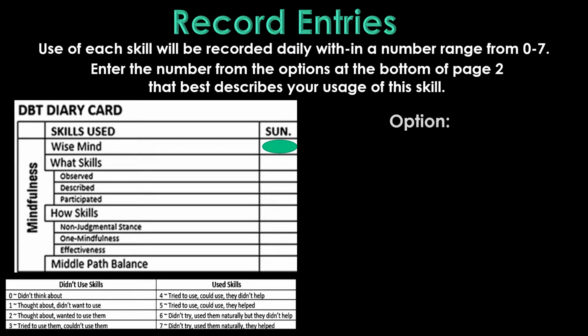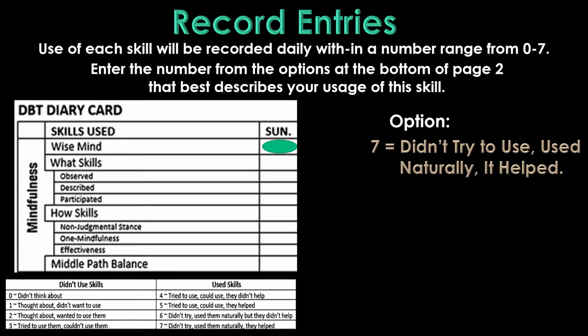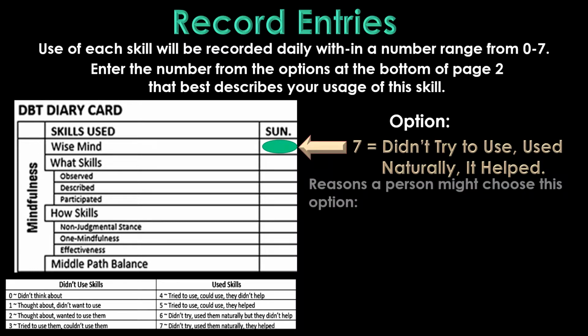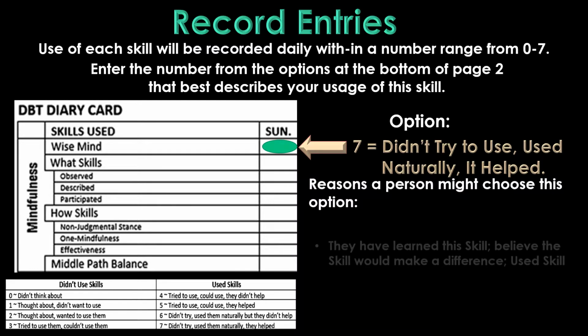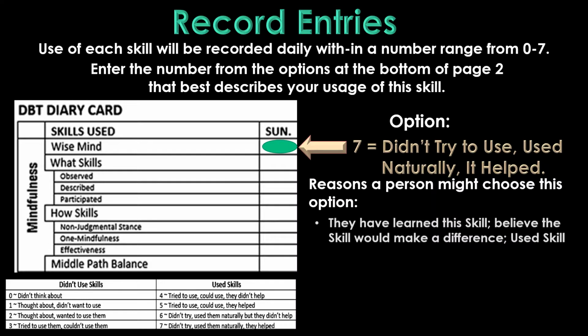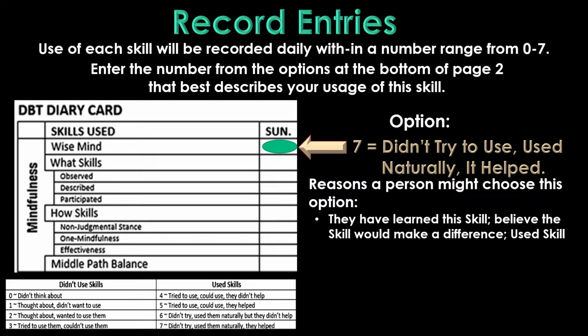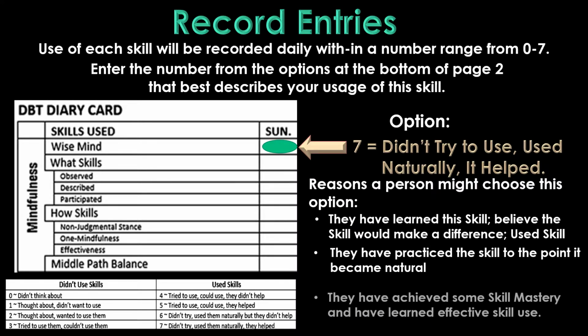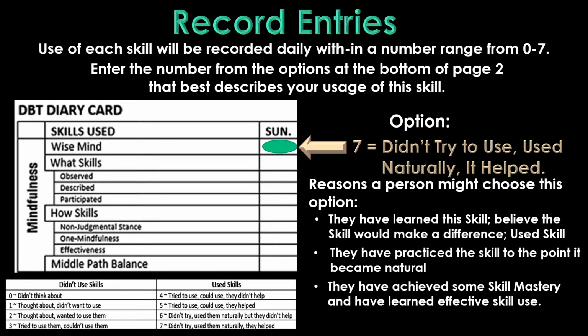And finally, option number 8, which we mark with a 7. This skill we didn't try to use. We used it naturally, and it helped. Reasons a person might choose this option: they have learned this skill, believed the skill would make a difference, and used the skill. They have practiced the skill to the point it became natural. They have achieved some skill mastery and have learned effective skill use.